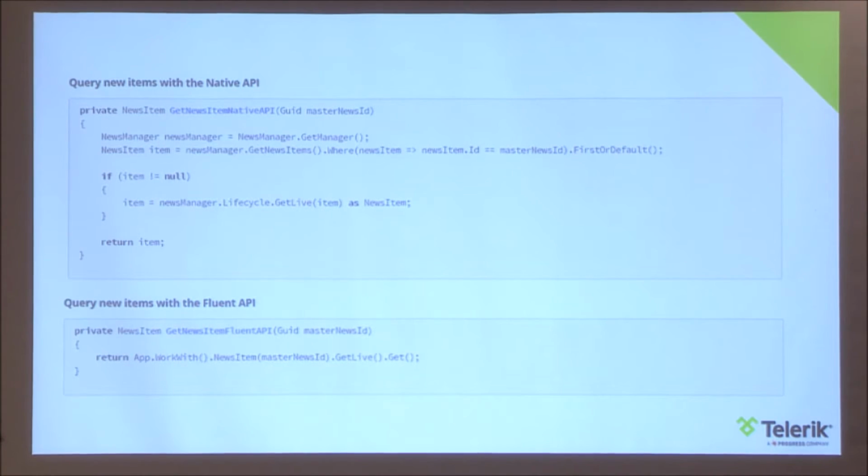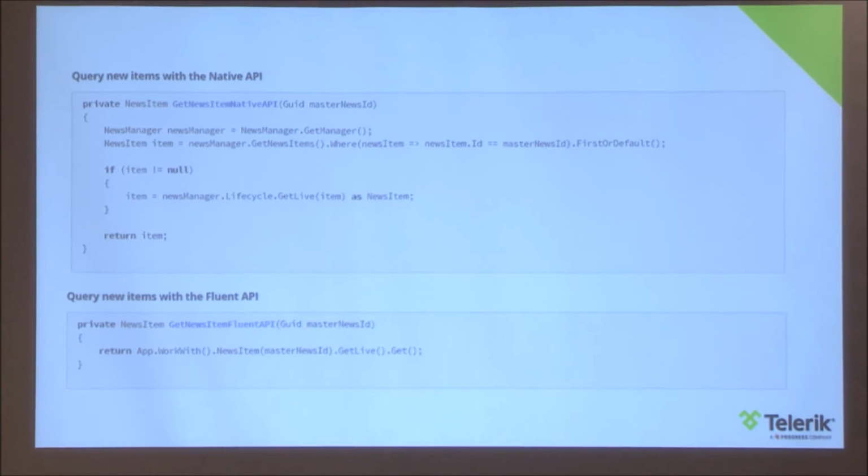The first block we have is an example of our native API. And you can tell that it's the native API because it has what's called a manager. You see we got newsmanager.getManager. And whenever you're using those managers, you're using the native API. Down below, we have the Fluent, and you can tell that because app.workwith. Whenever you're using app.workwith, you're using the Fluent API. Behind the scenes, they're doing the same exact thing. These are both pulling back a news item from the system.